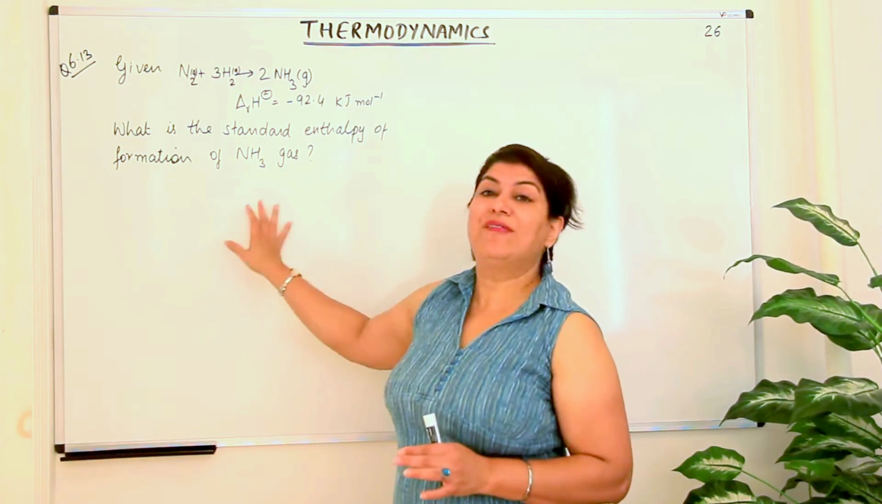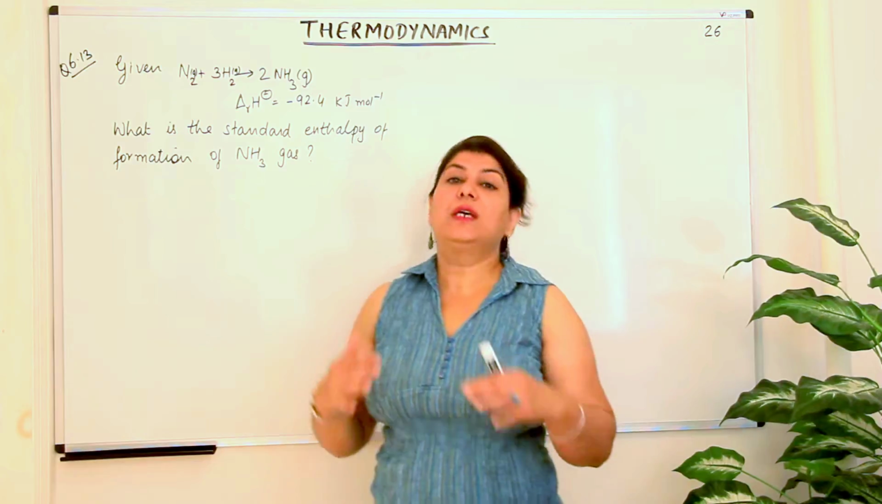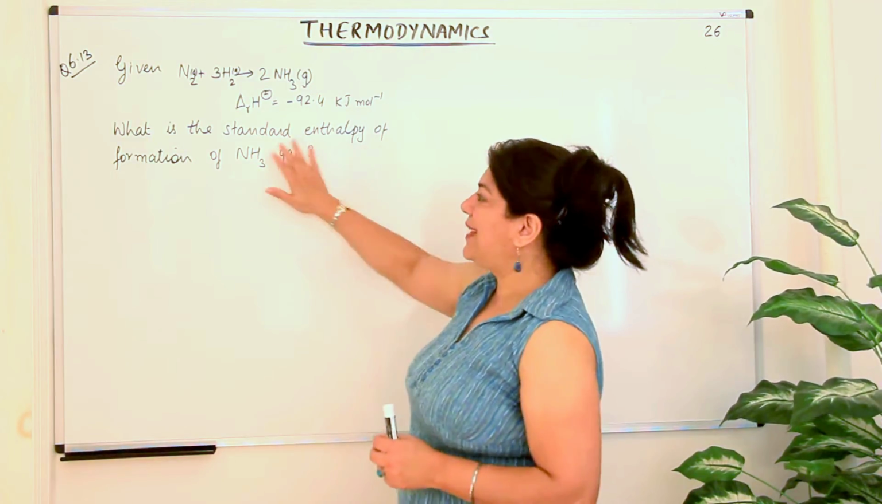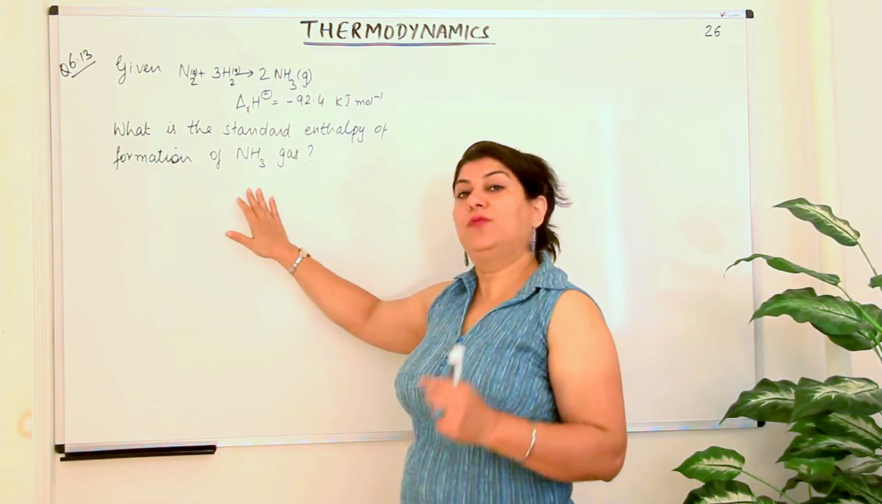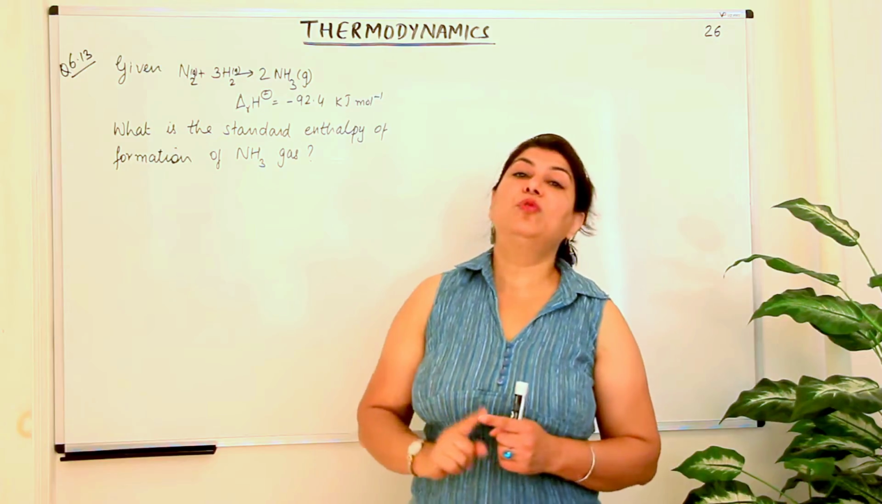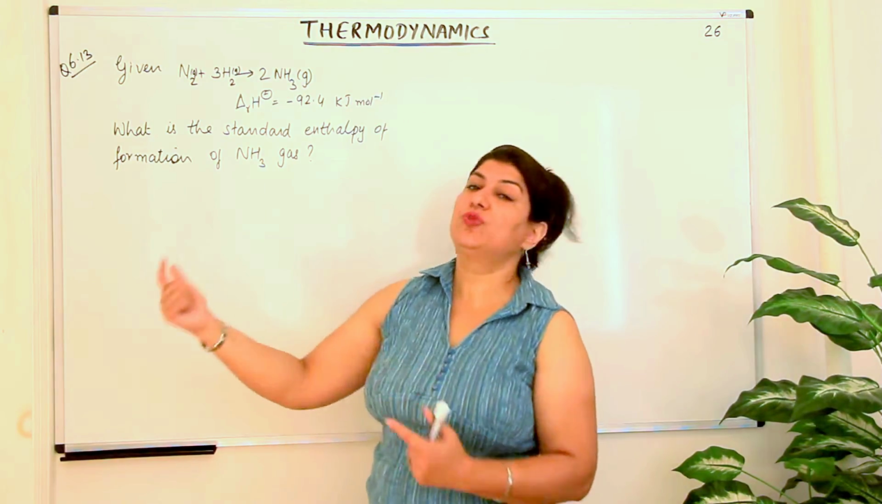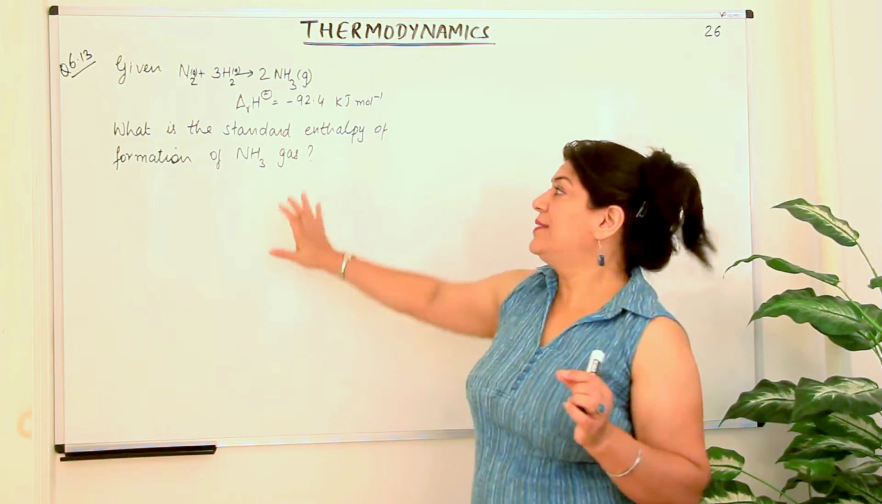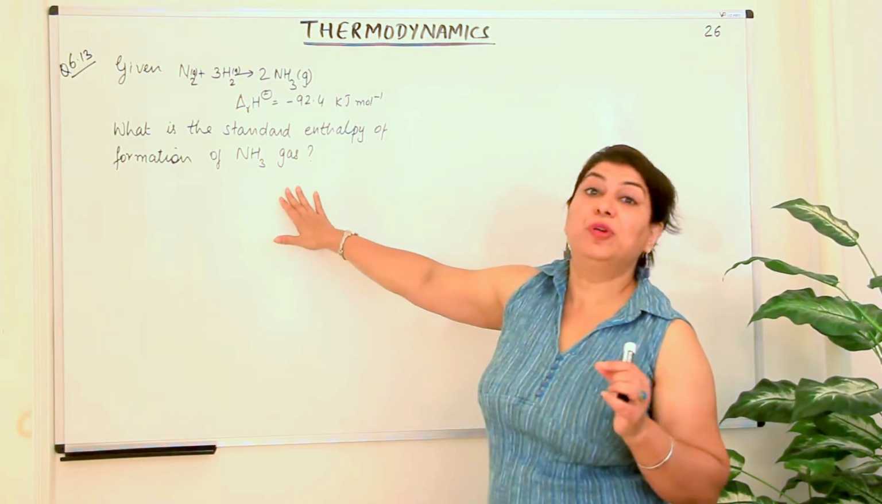So when 1 mole of a substance is formed, all the reactants and products should be in their standard states. So what would be the standard enthalpy of formation of ammonia? It would be the amount of enthalpy change that takes place when 1 mole of ammonia is formed from its constituent elements. This is the definition of standard enthalpy of formation.